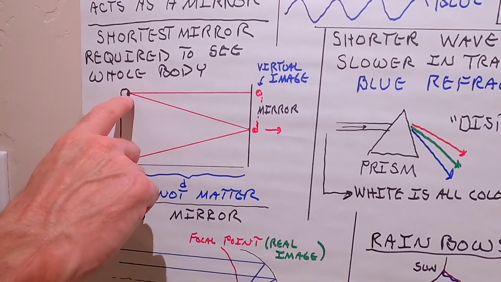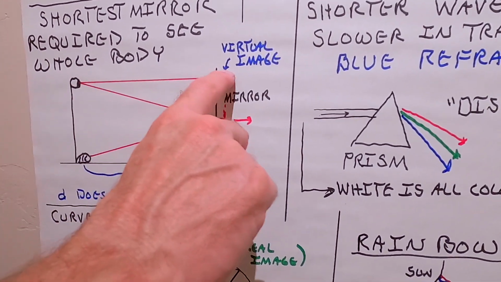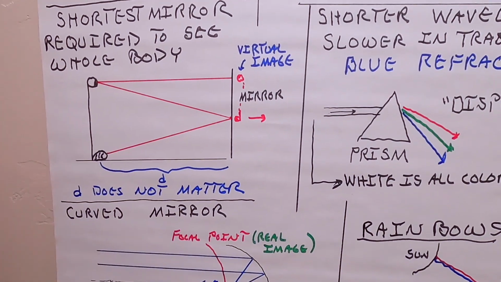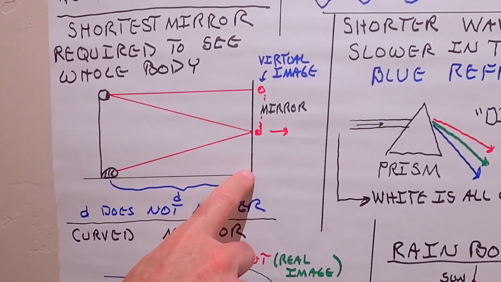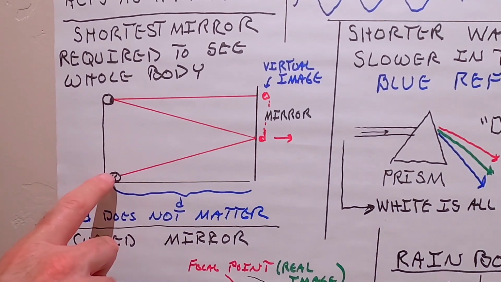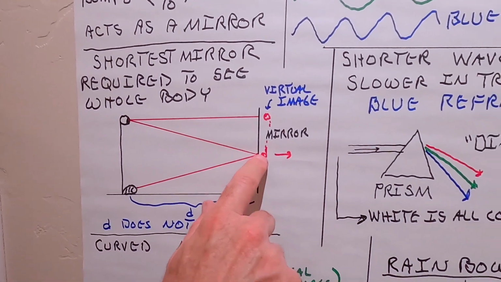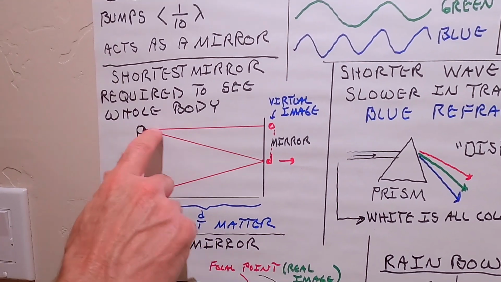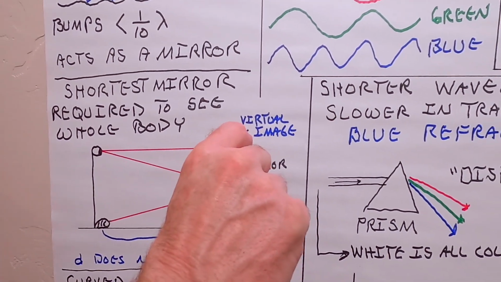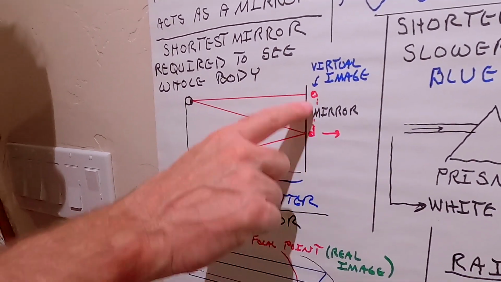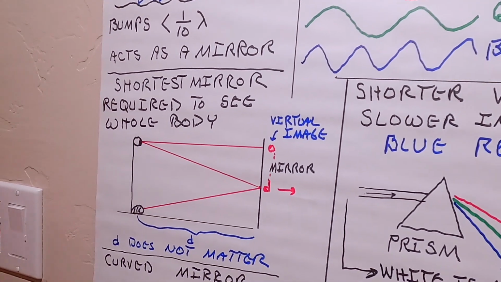Now to see your eyeball, you look straight ahead. So you need a mirror that's at least the height of you. But to see your feet, you don't have to look down at the feet. Since the angle of incidence equals the angle of reflection, this angle coming in is going to bounce up right here. So you see your feet right there. You only need a mirror half as big as you to see your entire body.